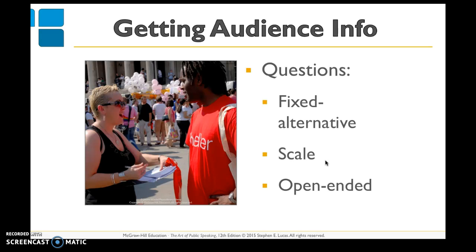So not only are you going to do your own audience analysis, we'll talk in class and you'll start to get to know each other. You also might want to start to think about basic questions. Fixed alternative questions offer 2 or more specific responses. We'll do those in class. Scale questions allow for a continuum of answers, and open-ended questions give maximum leeway in responding. So you want to think about that. We're not going to necessarily be doing questionnaires in our class, but we are going to be gauging information through discussion.